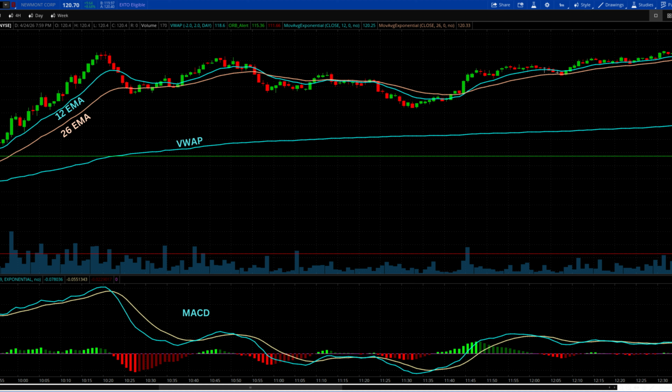VWAP. Trade signal: if the price is above the VWAP, bullish bias, and you see a bullish MACD crossover, it provides a higher probability long entry than a crossover occurring below the VWAP. Comparison table.